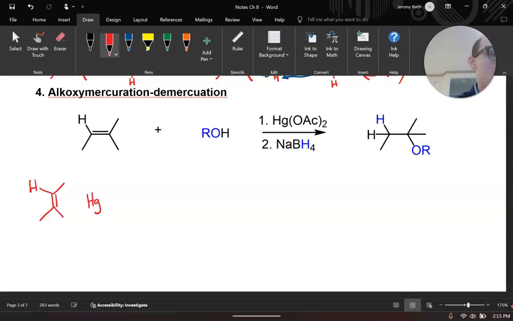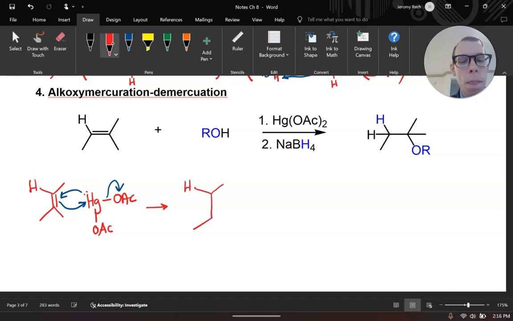we will have our mercury species that's going to have, in this case, two acetates on it. This can do that same general process that you will see in your bromination to form that bromonium. And then similarly, you will have one of those attachments leave from your mercury. That's going to generate our structure that's going to be kind of similar to our bromonium. And then this is going to carry a positive charge.